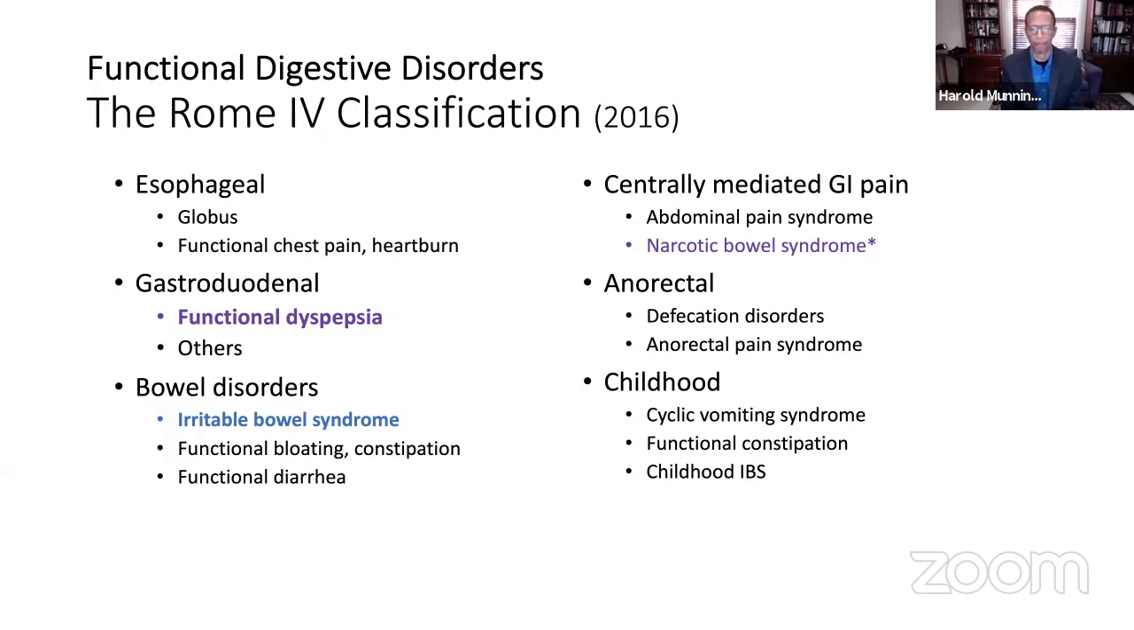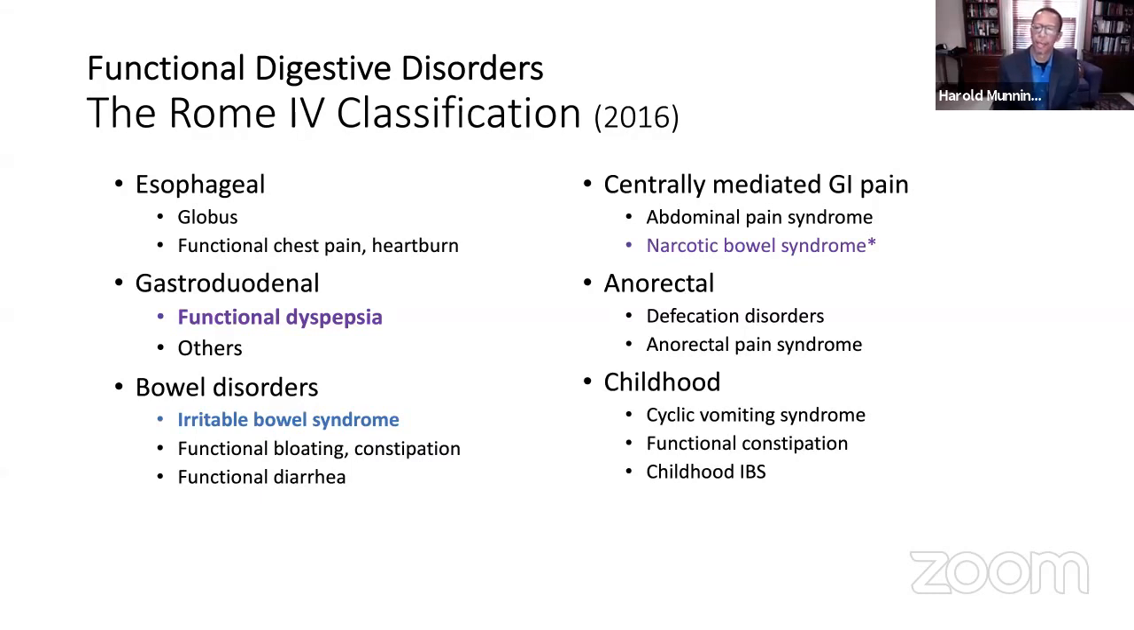Functional chest pain. These patients sometimes move between a gastroenterologist, primary care physician, and cardiologist. The cardiologist does their workup and excludes cardiovascular disease and ischemia. And the gastroenterologist excludes erosive esophagitis. Gastroduodenal disorders are common. And our focus today is functional dyspepsia, but there are other functional gastroduodenal disorders like rumination syndrome.